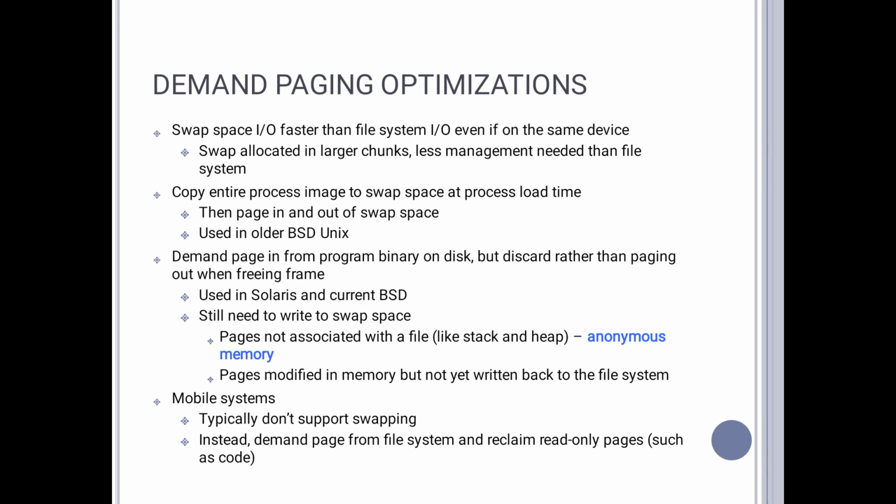What next is anonymous memory. These are pages not associated with a file, like the stack and heap. So this is anonymous memory: pages modified in memory but not yet written back to the file system. Mobile systems typically don't support swapping; instead they demand page from the file system and reclaim read-only pages.